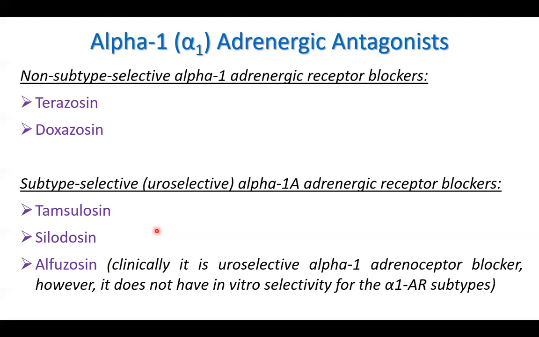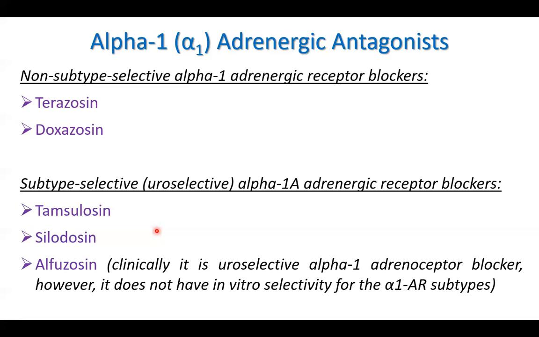Alfuzosin, theoretically, is non-selective, not subtype selective, so it should come in the upper category with prazosin and doxazosin. It's short acting, and there's also a delayed, longer release form which is longer acting. But clinically, it behaves as uroselective. In vitro it's non-selective, but clinically it doesn't affect blood pressure. It affects only the urinary tract. That's why I have kept it here.